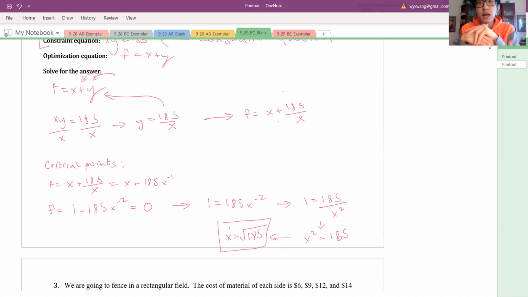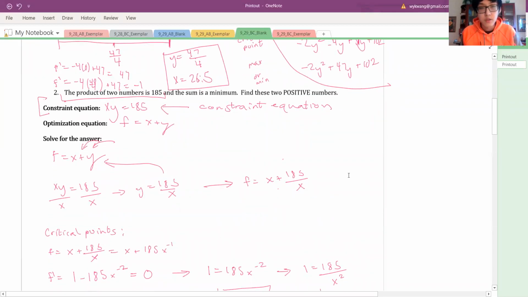Mercy asked me a good question, which is how do you know which equation to find the derivative of? We are always trying to find the derivative of the optimization equation, right? Because that's the equation we're trying to maximize or minimize. Does that make sense? So when we solve for x or y, we always want to substitute it into the optimization equation. This other equation is just our constraining equation. The optimization equation is the one we want to focus on because that's the one we're going to want to maximize and minimize. Hopefully that makes sense.